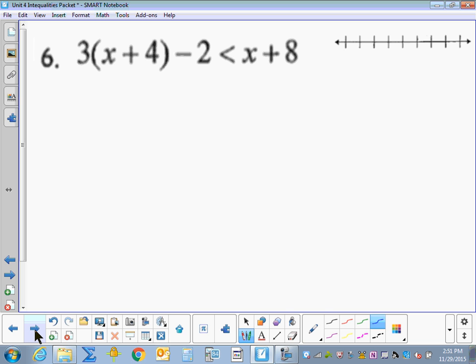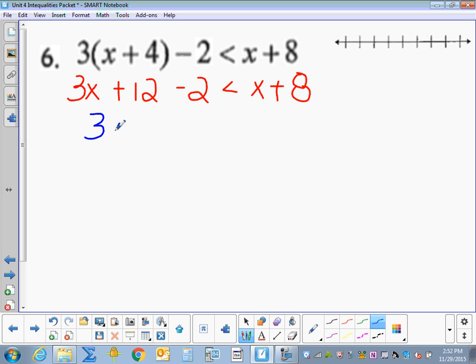Last problem, number 6. 3 times the quantity x plus 4 minus 2 is less than x plus 8. So distribute 3x plus 12 minus 2 is less than x plus 8. So let's combine like terms on the left side. 3x, and then we have 12 minus 2, which is plus 10, is less than x plus 8.